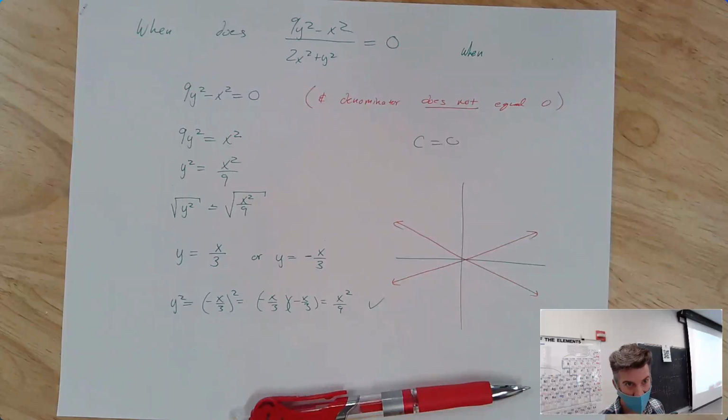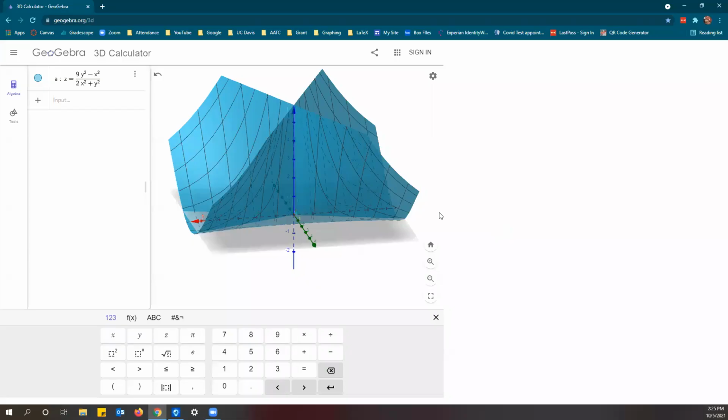And let me write the functions here so I don't mess it up while I'm trying to do it over there. So we've got our function, which is z equals 9y squared minus x squared divided by 2x squared plus y squared. Okay. Oh yeah, that's a real beauty. So let me throw this your way. Check that out.